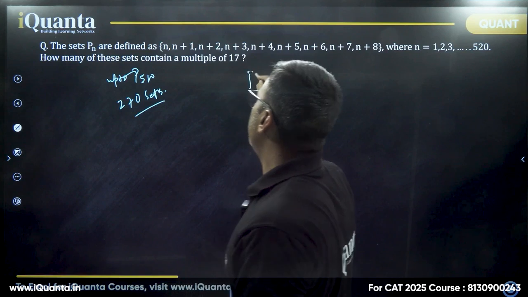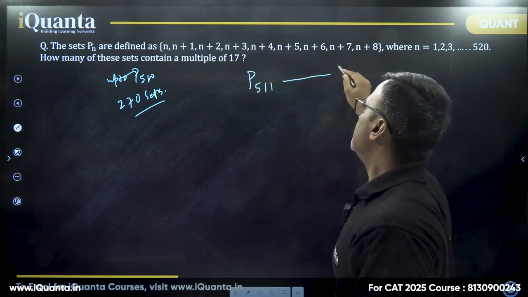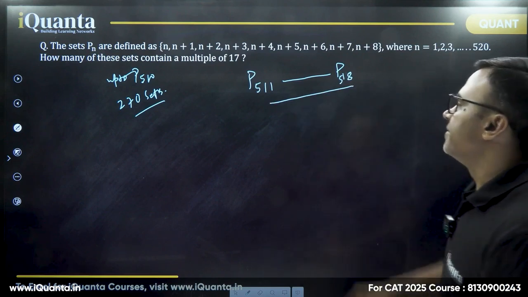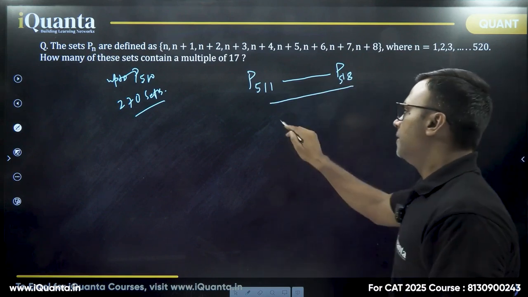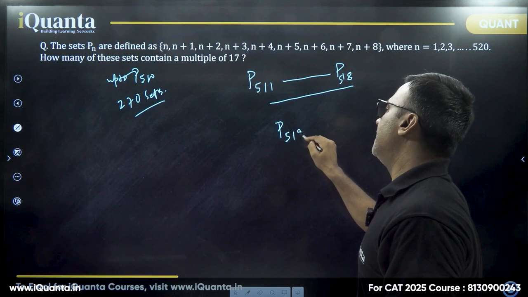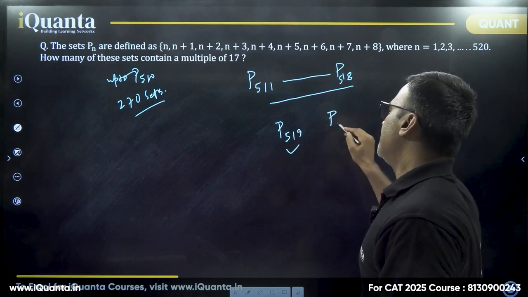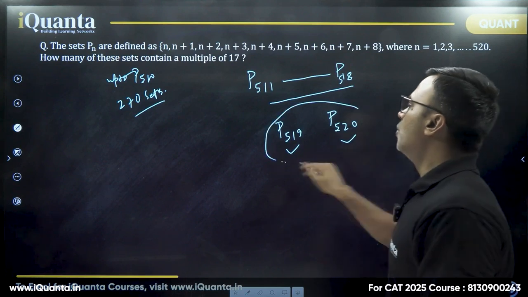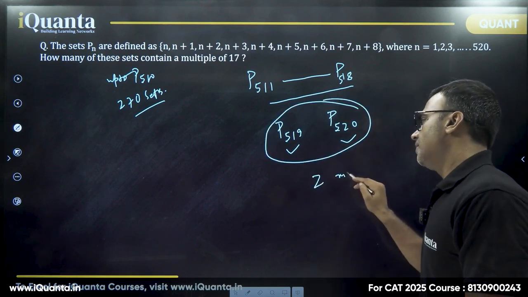After that, P511 to P518, there will be no multiple of 17 in that. The 9th member, P519, will have a multiple of 17. P520 will also have a multiple of 17. So 2 more sets, right?